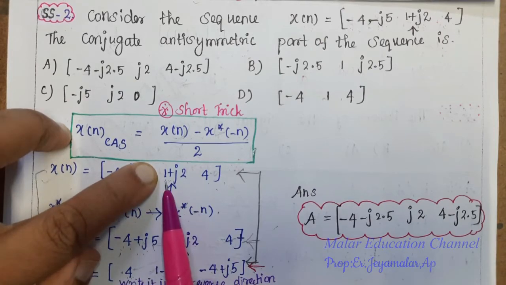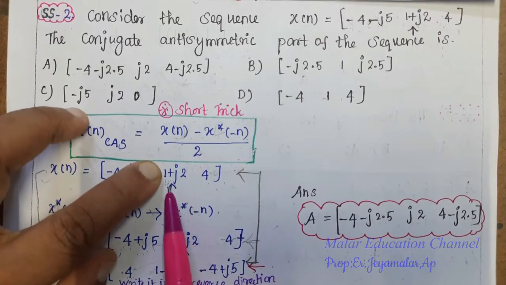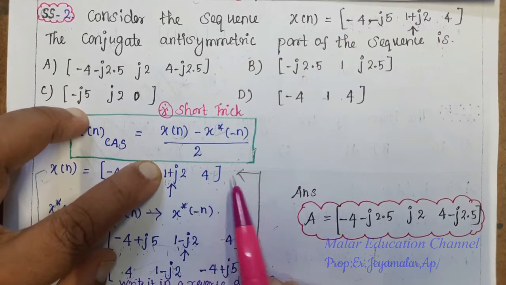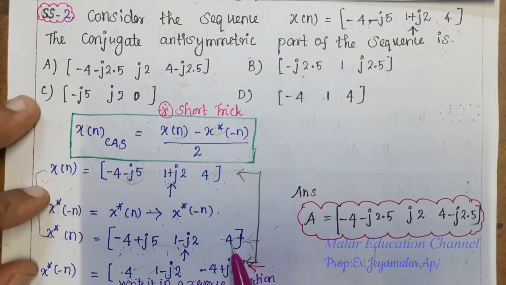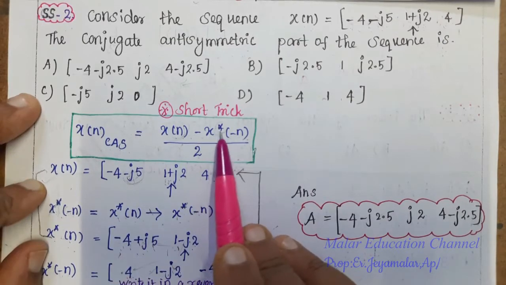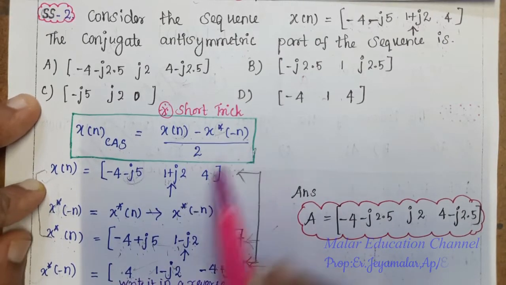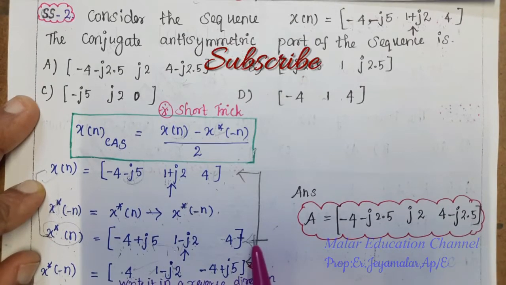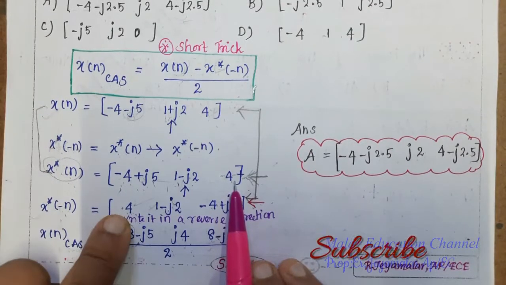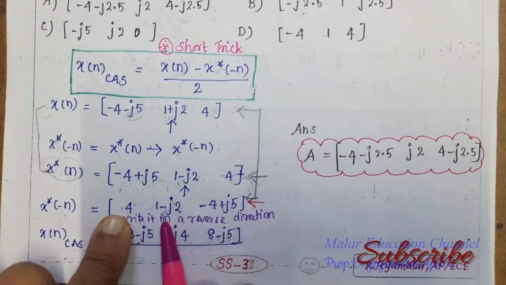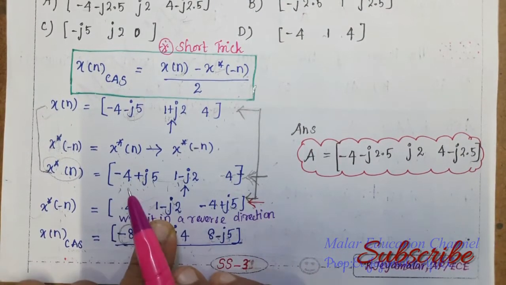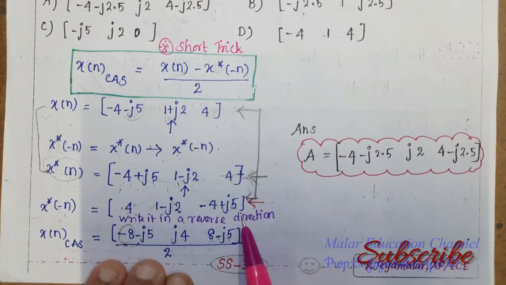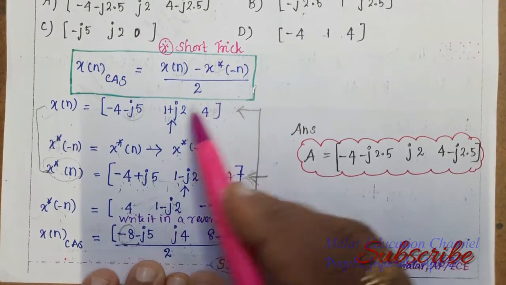Similarly, 1 is a real term, so write it as it is. Here plus j2, so write minus j2. Here there is no imaginary part, so write 4. Next, the value of x star of minus n. Minus n means you have to write the terms in the reverse order. So first 4, after that 1 minus j2, and the final one is minus 4 plus j5.